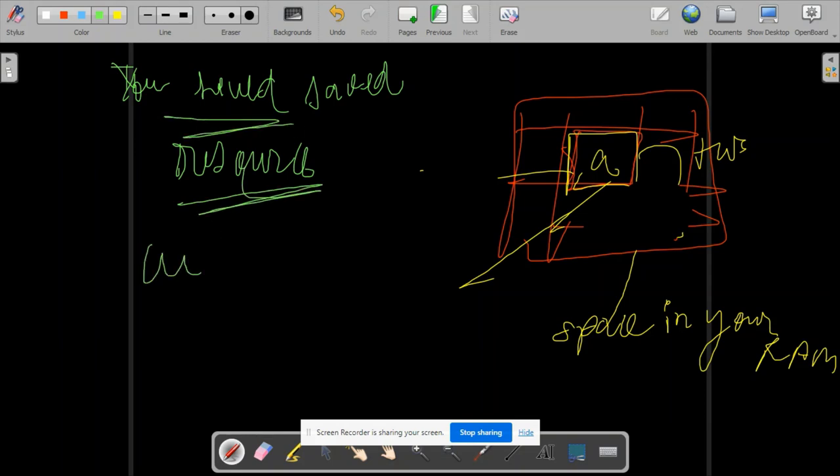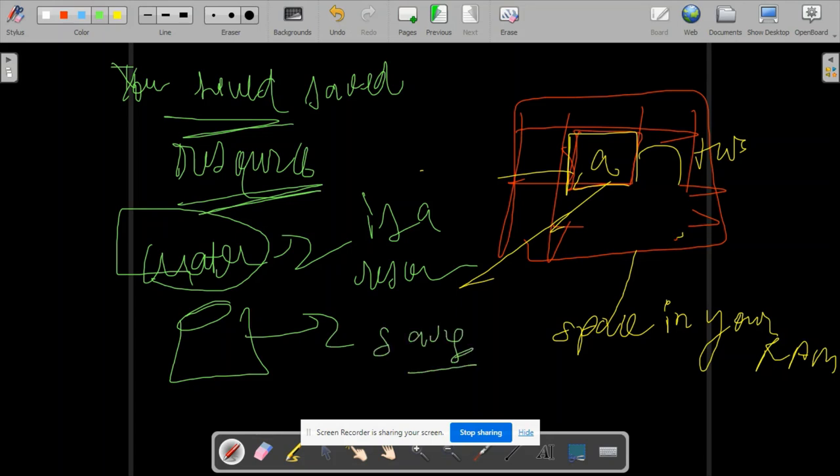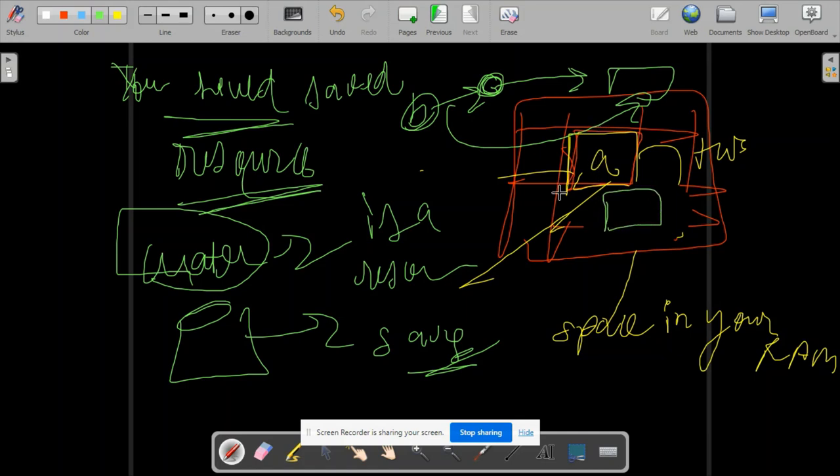Okay. Suppose water is a resource. If you're not using one glass of water, it means you're saving that water, right? Similarly, if you're not using the B variable, it means you're saving the space of B in the RAM, because B is not occupied in the RAM. RAM memory is free with one block. So resources are saved. Space is saved. That's why it is an optimized approach.